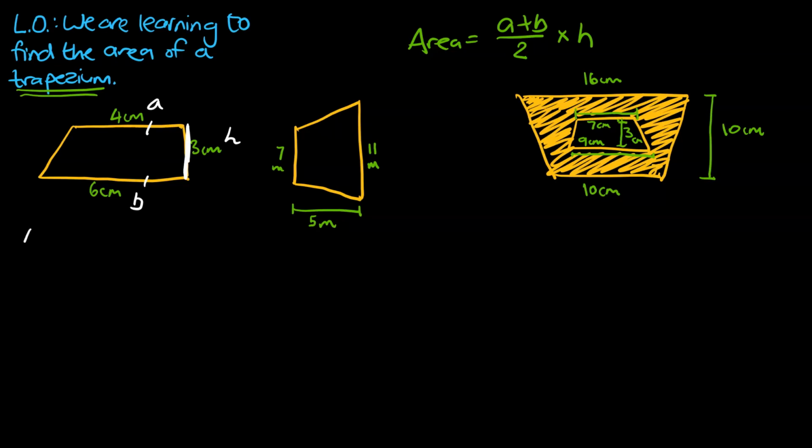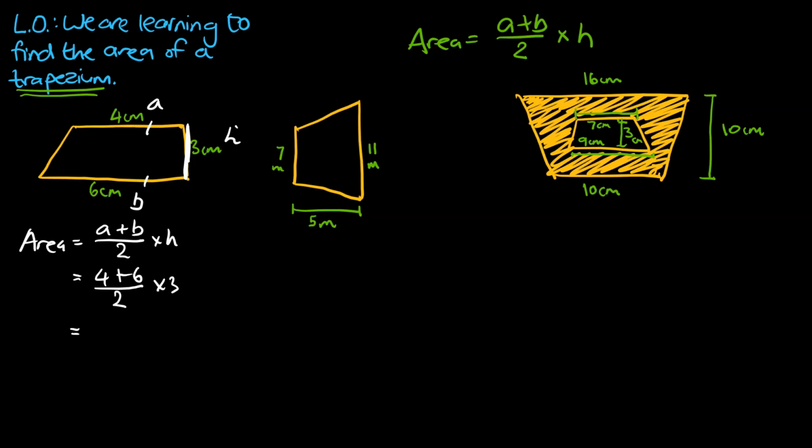So let's write down our formula. The area is equal to A plus B divided by 2 times H. A is 4, so we're going to put 4 there. B is 6, so we're going to add 6. We're going to divide by 2. We're then going to multiply all of that by 3, which was the height. So hopefully you understood where all those numbers came from.